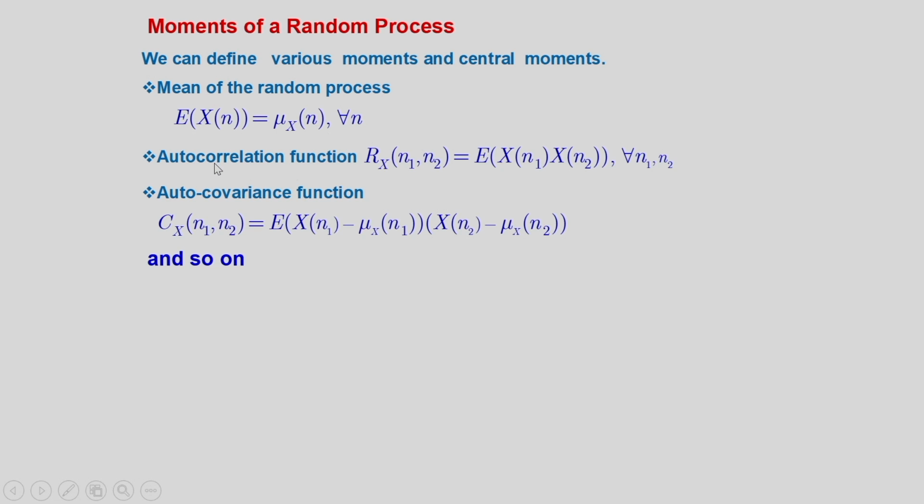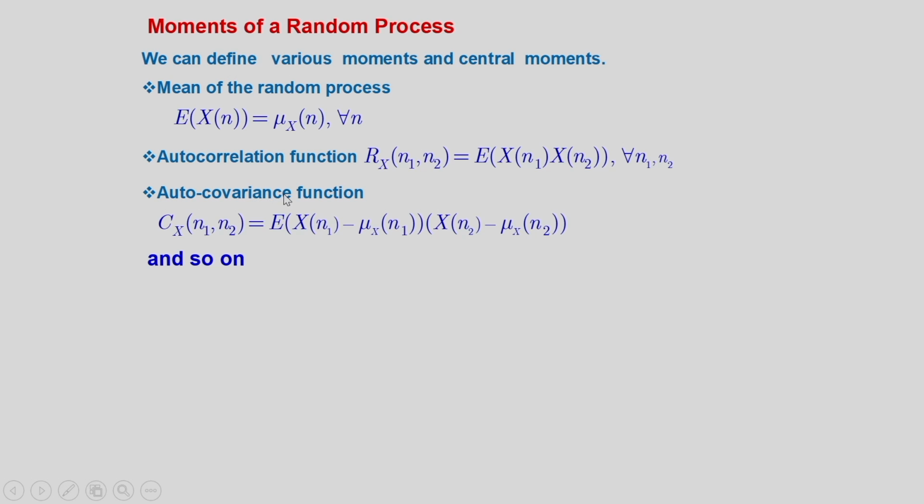Similarly, other moments also we can consider, for example, autocorrelation function. This is denoted by Rx n1 n2. What is this? E of xn1 into xn2. This is the joint expectation of xn1 and xn2. This parameter Rx n1 n2 also we have to consider for all possible values of n1 n2. And autocorrelation function gives the similarity of two random variables at different instant of time, xn1 into xn2, and then you are taking the average value.